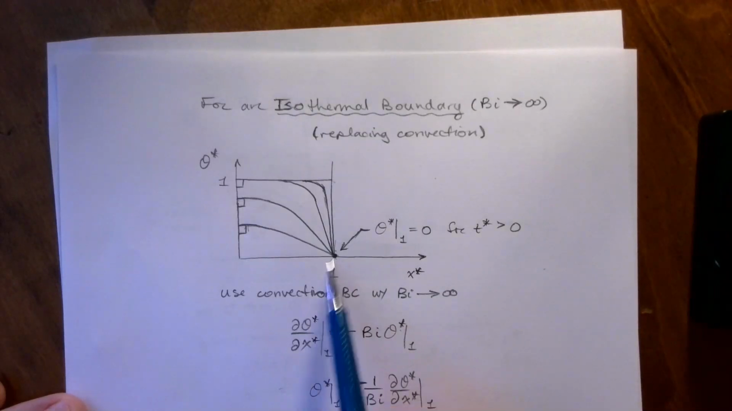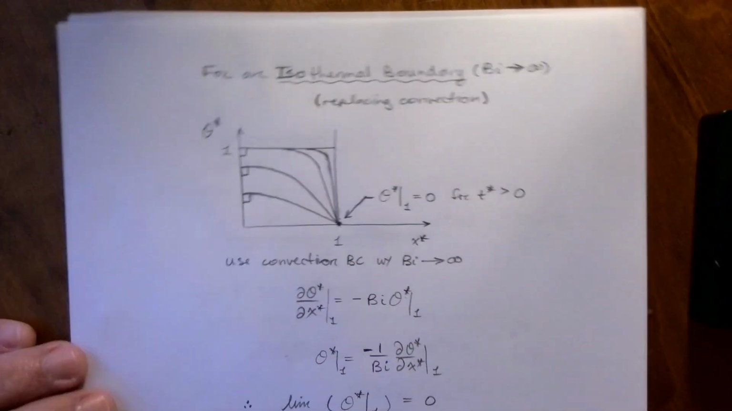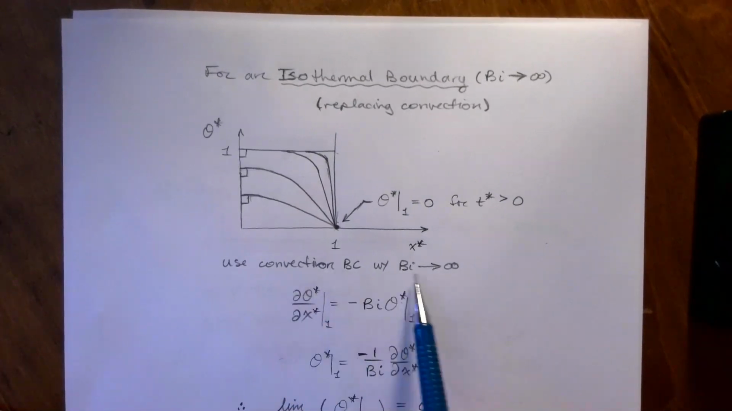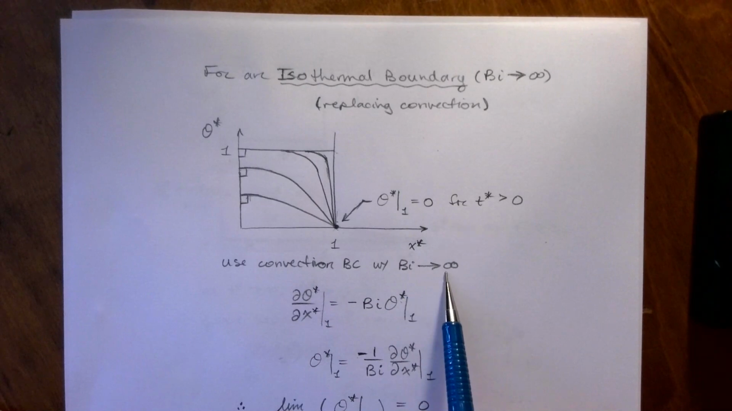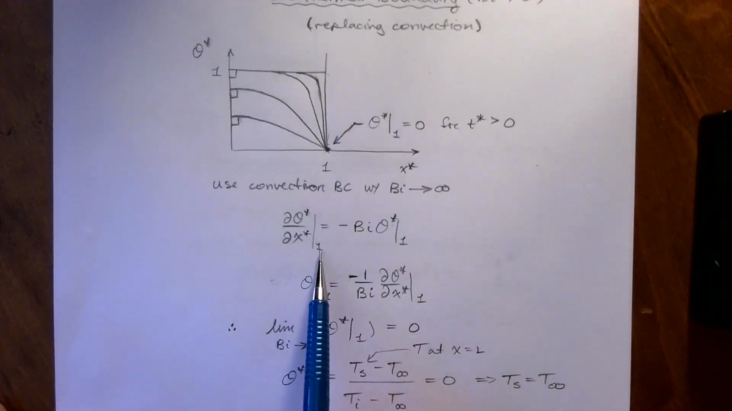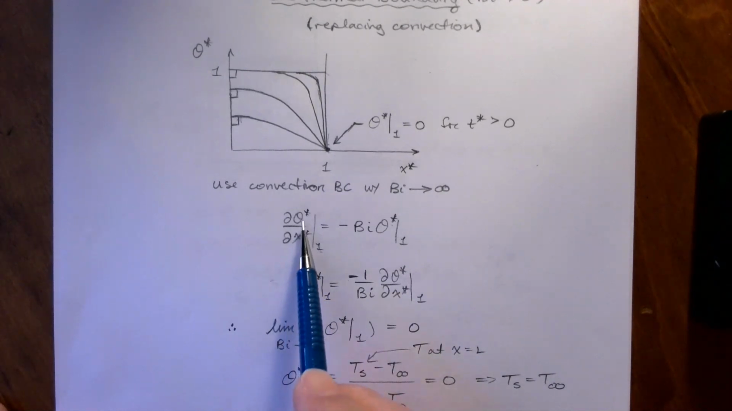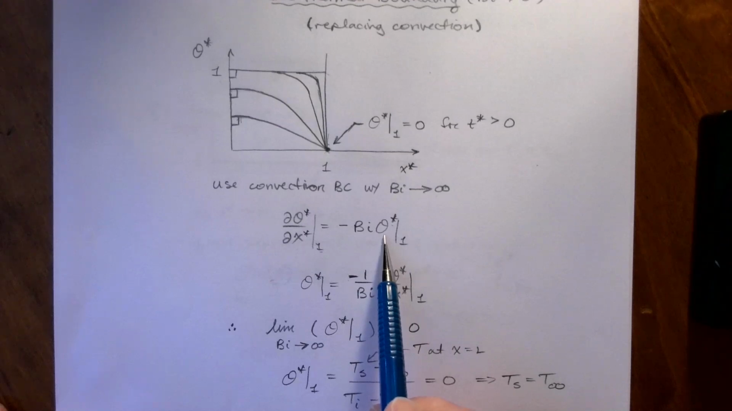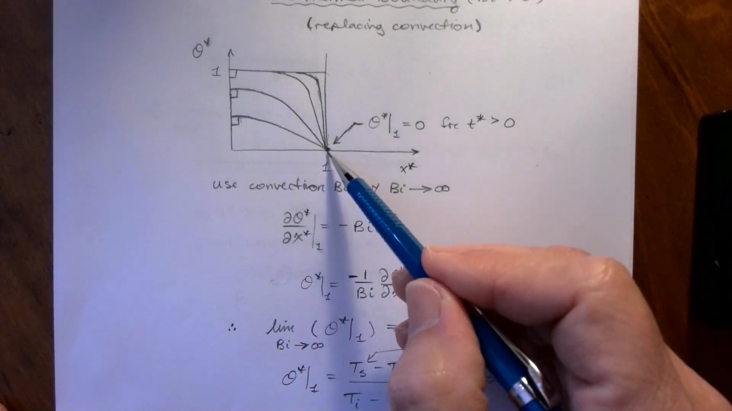Okay, so we can easily get to that solution without rederiving anything just by taking the limit. For the convection case, take the limit as the Bi number goes to infinity. So the boundary condition at x star equal to 1 for the convection case is the partial of theta star with respect to x star equals minus the Bi number times theta star. That's what's applied right here at x equal to 1.